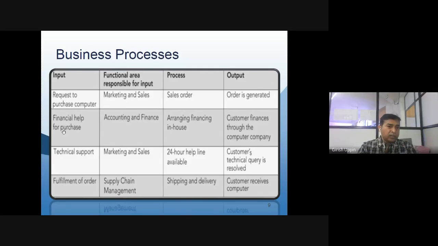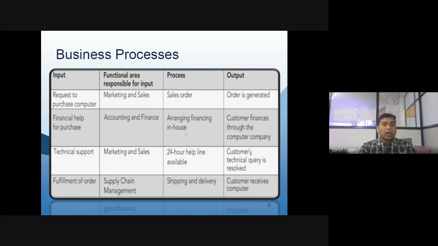Next one is financial help for the purchase. For example, the customer needs financial help. When people buy a car, 90% of the time they will go for financing. So financial help for the purchase means it can be in terms of loans. Who is going to take care of it? Accounting and finance, that is the functional area. Then what is the process? Arranging financing in-house, making sure that financing is available in-house.